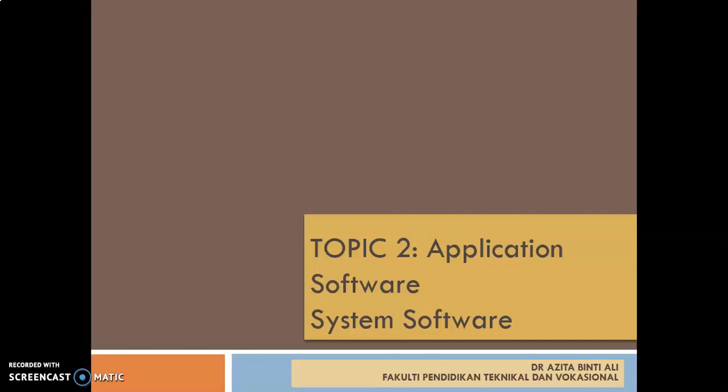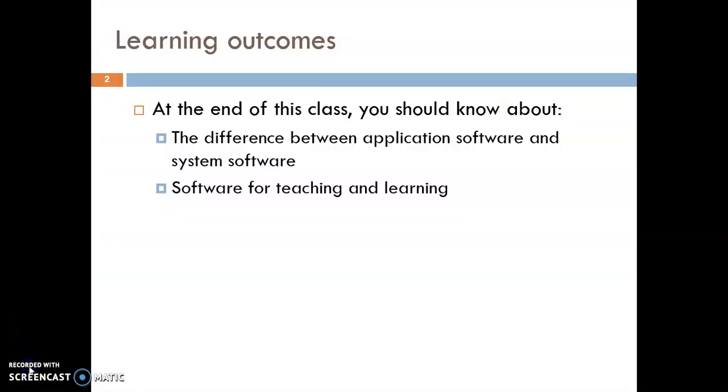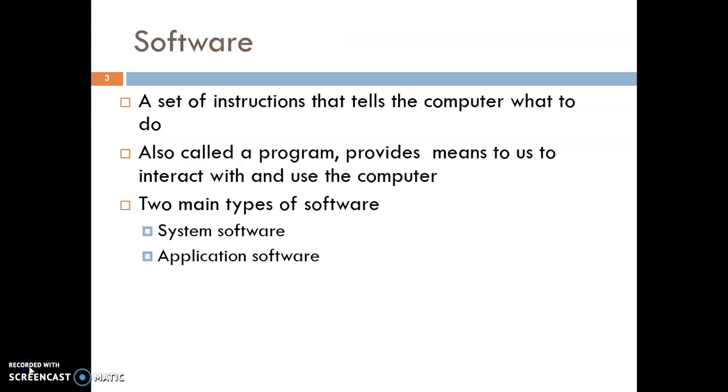Okay, today I will give a lecture about Topic 2, application software and also system software. After I finish my lecture, I will give an individual task for today, and please submit it by today before 3 p.m. Okay, the learning outcomes for this topic: first, you will know the difference between application software and system software, and then you will know what kind of software you can use for teaching and learning in the class.